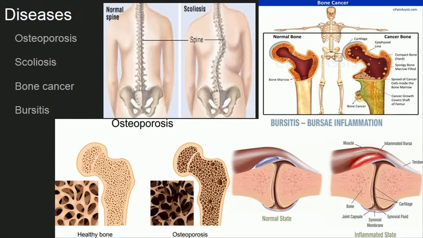Osteoporosis is the loss of bone tissue. The bone loses calcium, becomes thinner, and may disappear completely. Scoliosis is the side-to-side curve in the back or spine. Bone cancer is malignancy arising in the bones and supporting structures such as cartilage.